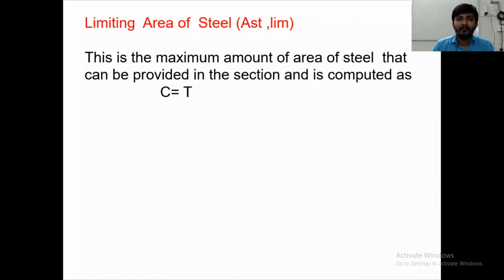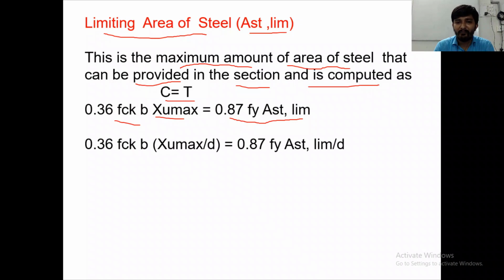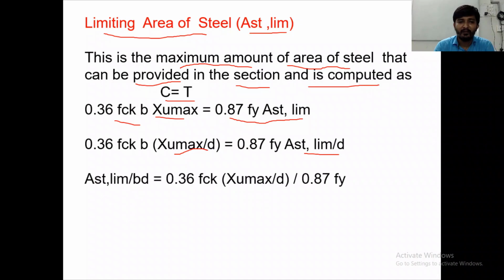So next important thing is limiting area of steel, that is Ast limiting. This is the maximum amount of area of steel that can be provided in the section and is computed as C is equal to T. So 0.36 fck b into Xu max is equal to 0.87 fy Ast limiting. Again divide by d on both the sides, so Xu max by d over here and Ast limiting divided by bd on the right hand side. Ast limiting divided by bd is equal to 0.36 fck Xu max by d divided by 0.87 fy.